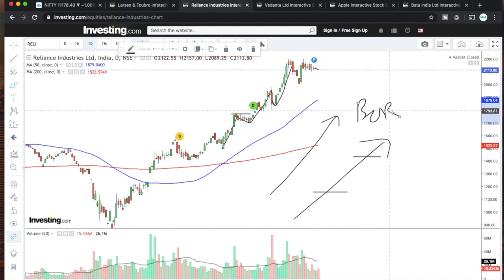Sorry, I'm sorry about this. Buy on dip. I'm very sorry about that. Buy on dip basically means when the price goes higher, and there's a dip in the market, try to buy, try to add on these dips. Why? Because things are bullish, the market structure is bullish.